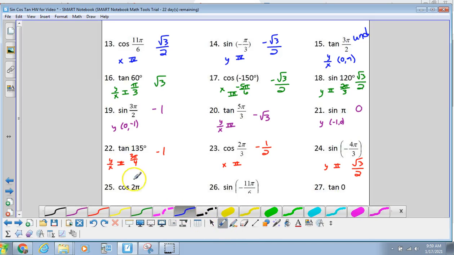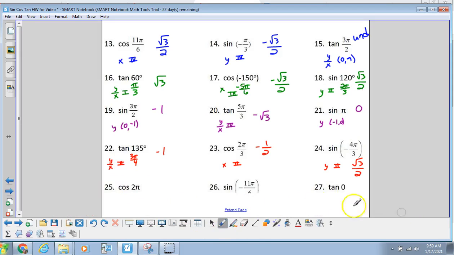And our last one's right here. Number 25, the cosine of 2 pi. Cosine is just our x-coordinate. 2 pi is coterminal with 0. Our coordinates are 1, 0. So the cosine, or the x-coordinate, is just 1.